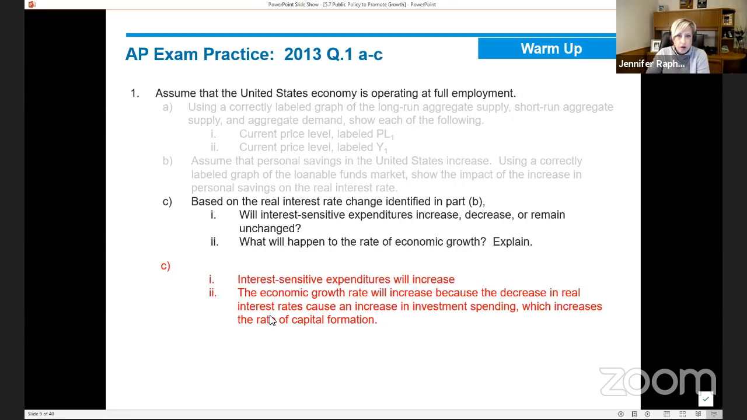The last part that we asked you to do for today was based on Part C, which asks us, based on the real interest rate change in Part B, will interest rate sensitive expenditures increase, decrease, or remain unchanged? And the answer is interest sensitive expenditures will increase because a decrease in the real interest rate increases the profitability of investment spending projects, all else equal. And so firms are going to engage in more of them.